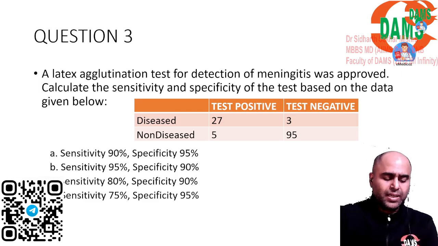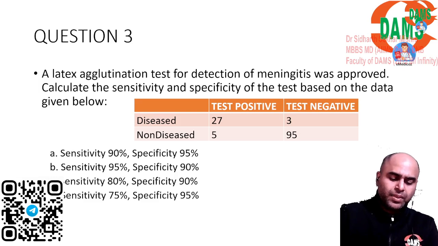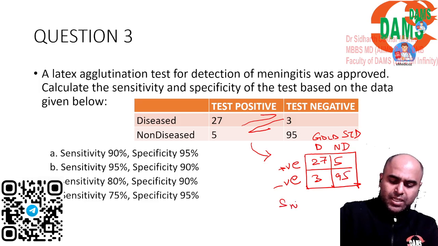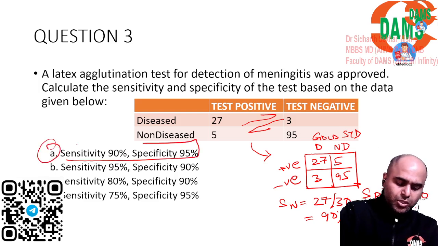Next question. A latex agglutination test for detection of meningitis was approved. Calculate the sensitivity of the test. Now over here, if you see, they have wrongly drawn the table. So you have to first redraw the table: disease, non-disease, test positive, test negative, because disease and non-disease is a feature of the gold standard. So 27, we will flip the position. 3, 5, 95. Sensitivity is 27 by 30, that is 90%, whereas specificity is 95 by 100, that is 95%. The answer to this question was option A.